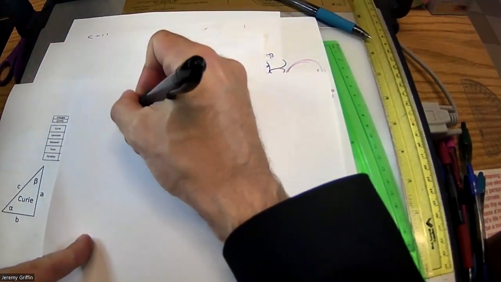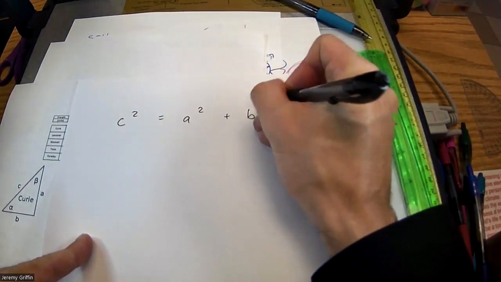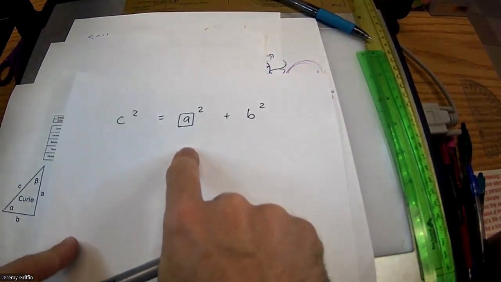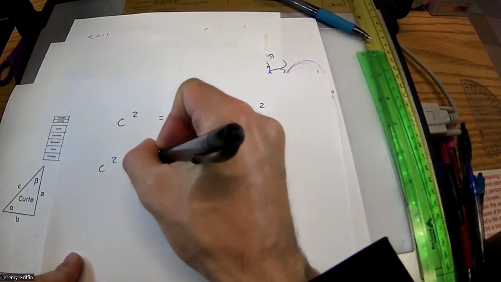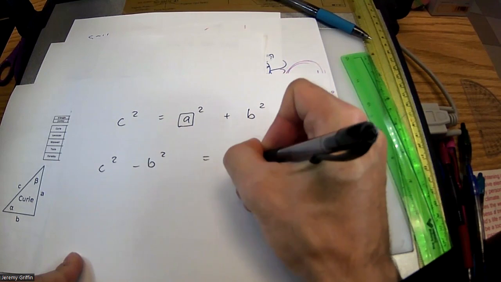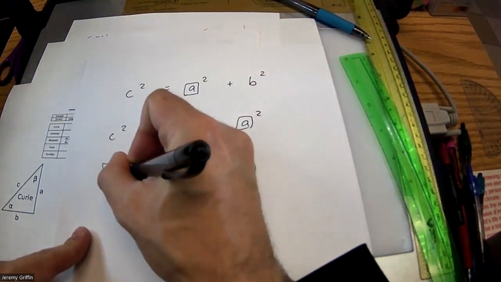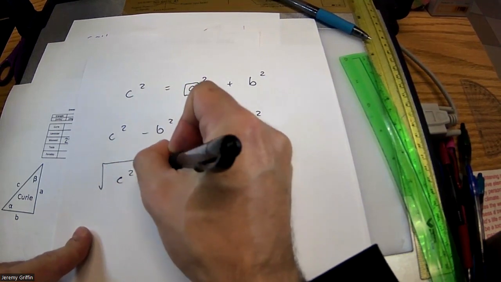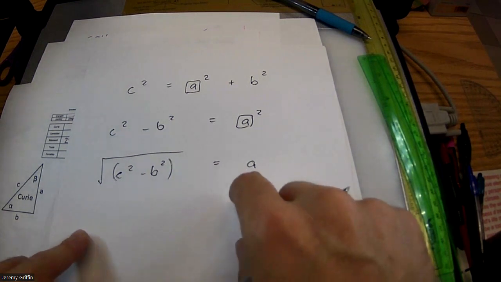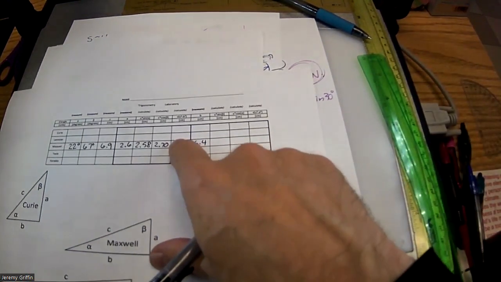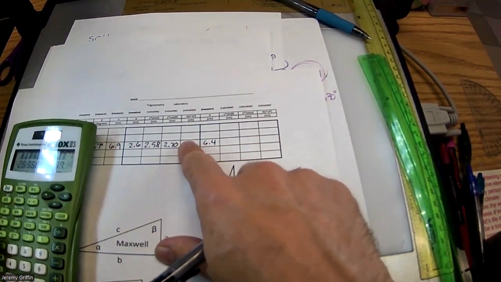Okay. So c squared equals a squared plus b squared. And if you were to solve for a, when you subtract b squared over, you get c squared minus b squared is a squared. Therefore, a is equal to the square root of c squared minus b squared. Can that be true? That's exactly what that column's referring to. Okay, so this is the Pythagorean theorem point of view, isn't it? Right? Okay. So let's try that.